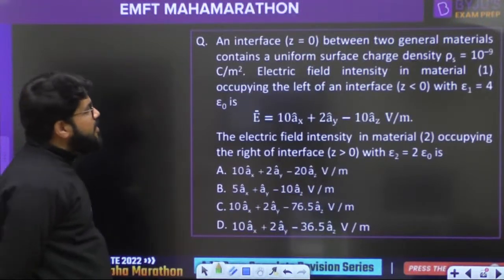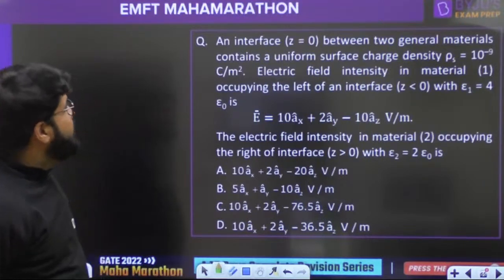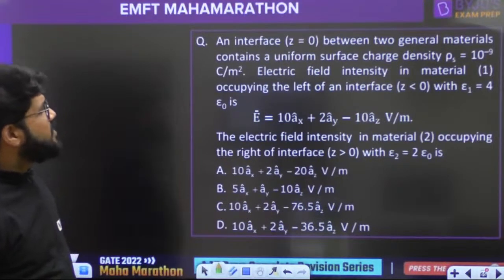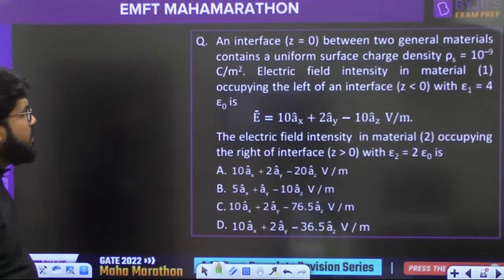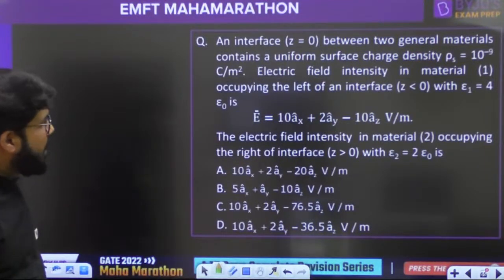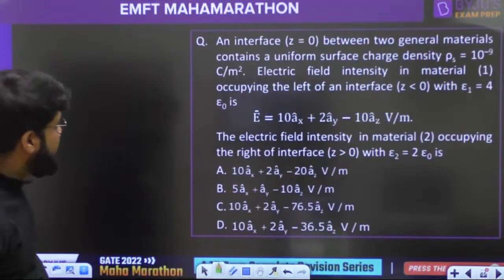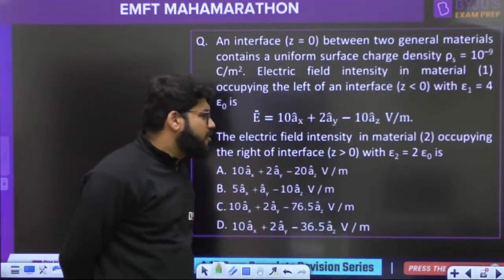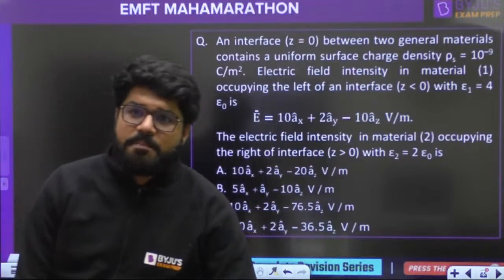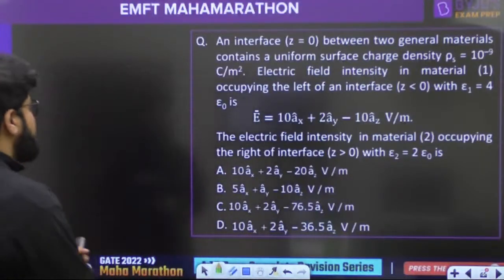An interface Z equal to 0 between two general materials contains a uniform surface charge density, rho s 10 power minus 9 coulomb per square meter. Electric field in material 1 occupying to the left of the interface Z equal to 0 is given. Epsilon 1 is 4 epsilon naught and electric field is given. What is the electric field intensity in the material 2 occupying to the right of the interface, Z greater than 0? Boundary condition. Okay, this question is based on the electrostatic boundary condition.